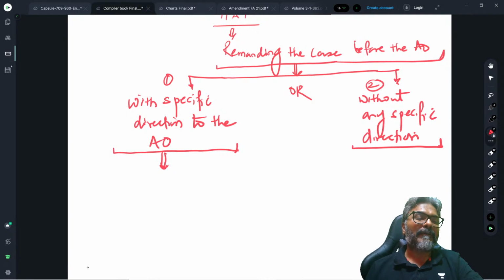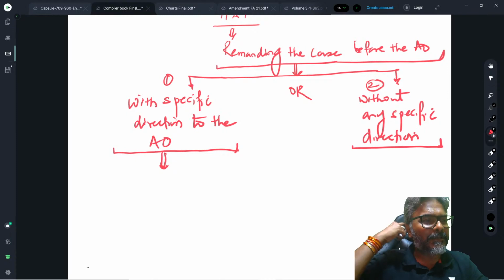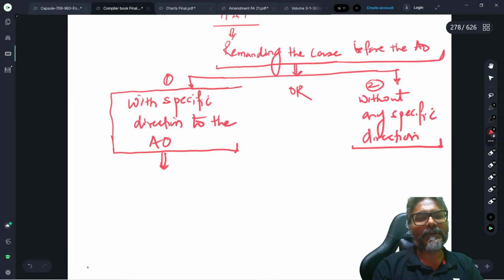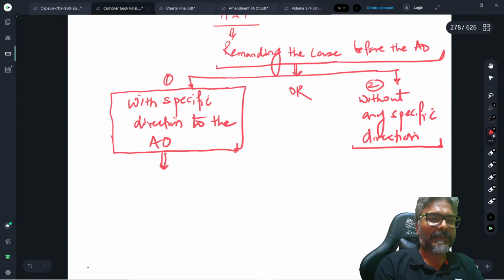That particular power, students, is not available to the ITAT in this case. Did you all get this one? So what will you say over here? Point number one: with a specific direction to the assessing officer. Specific direction to the assessing officer. So this is the point. Please take a note of it.